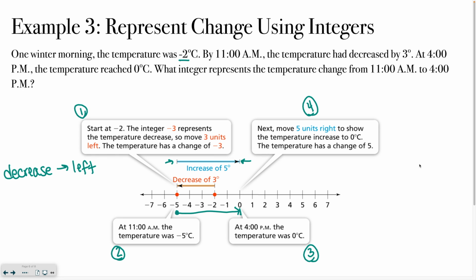So we would say change of 5 degrees Celsius. Okay. Or you could even say, instead of change of, you could say increase of 5 degrees Celsius. And something to know with a number line, increase is going to be pointing to the right. All right. So that is that problem.